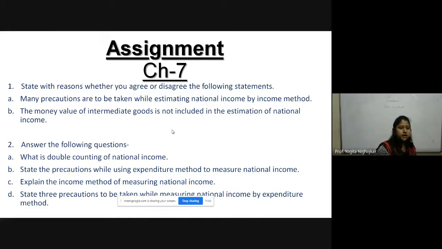Second is answer the following questions, that is what is double counting of national income, state the precautions while using expenditure method to measure national income, and explain the income method of measuring national income. And last is state three precautions to be taken while measuring national income by expenditure method. You write all three questions B, C, D point wise and then explain. Okay.